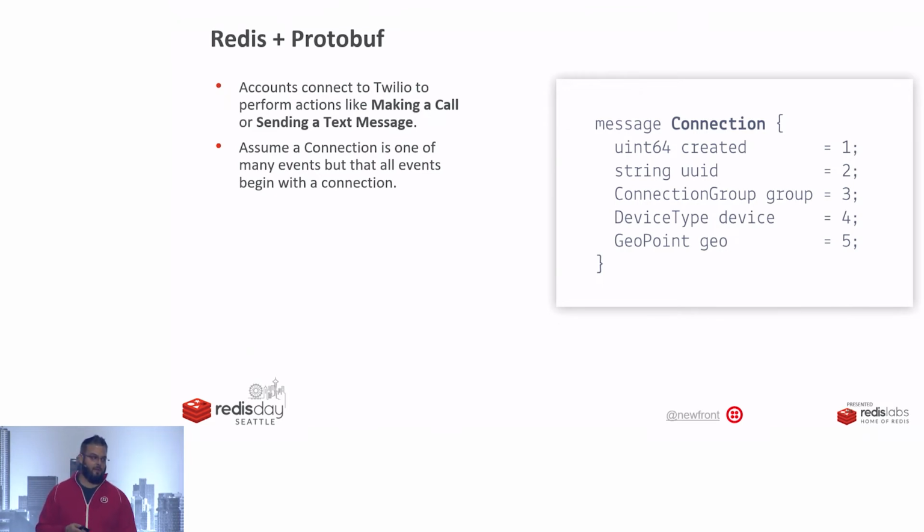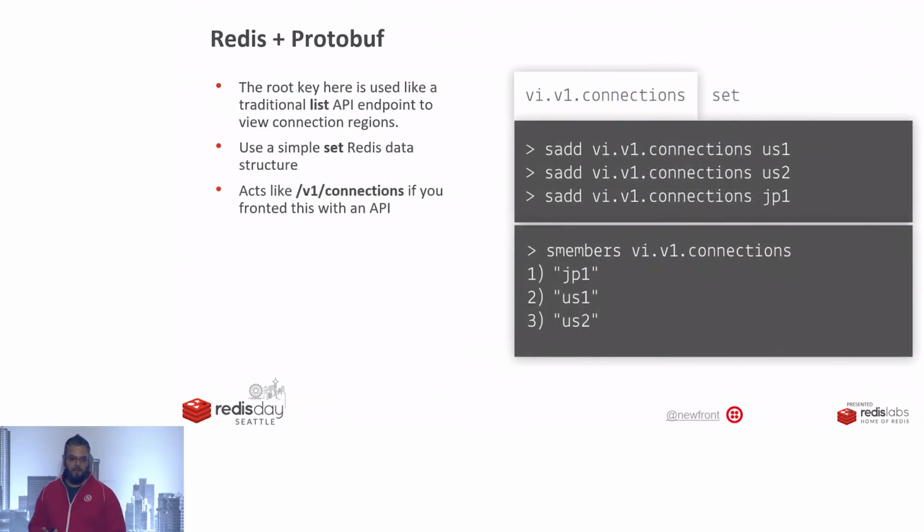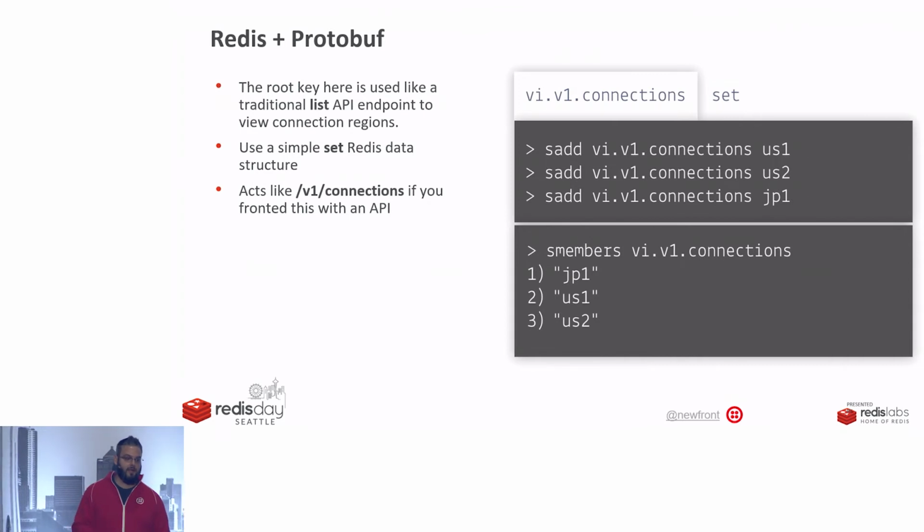You can actually figure out how to pinpoint what's going wrong potentially within connection groups within specific geo areas. So this is an abstraction showing what a connection is. Assume that a connection is one of many events that we store in the company, but everything starts with a connection. So if we have connections, we've got a root key. Right now we have VI for voice insights, V1 for the version of this individual key space. Connections is the plural root key for our connections.